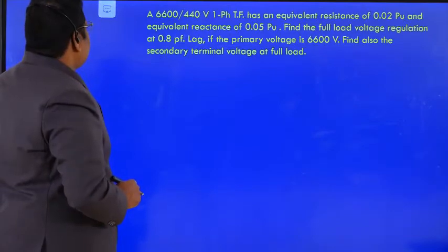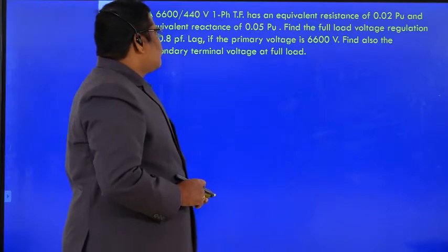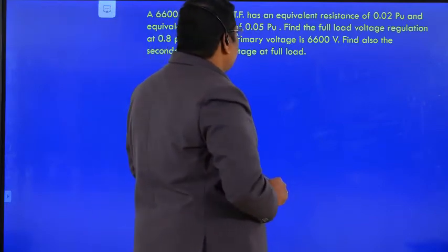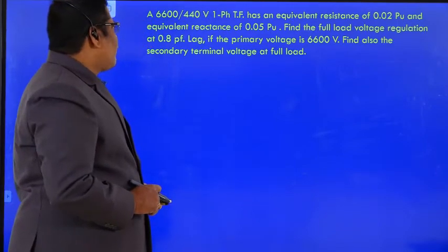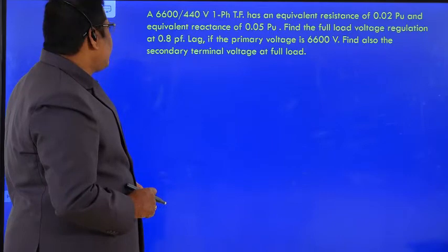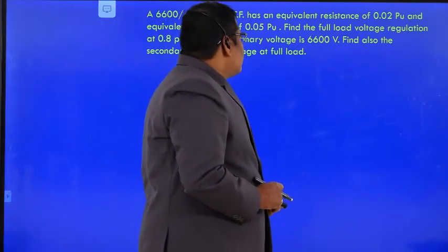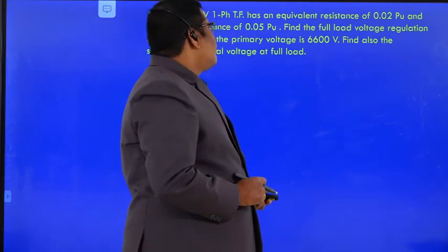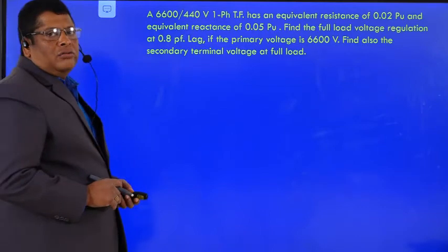Next problem: a 6600 by 440 volts single phase transformer has equivalent resistance of 0.02 per unit and equivalent reactance of 0.05 per unit. Find the full load voltage regulation of the transformer at 0.8 power factor lagging. If the primary is 6600 volts, find also the secondary terminal voltage at full load.